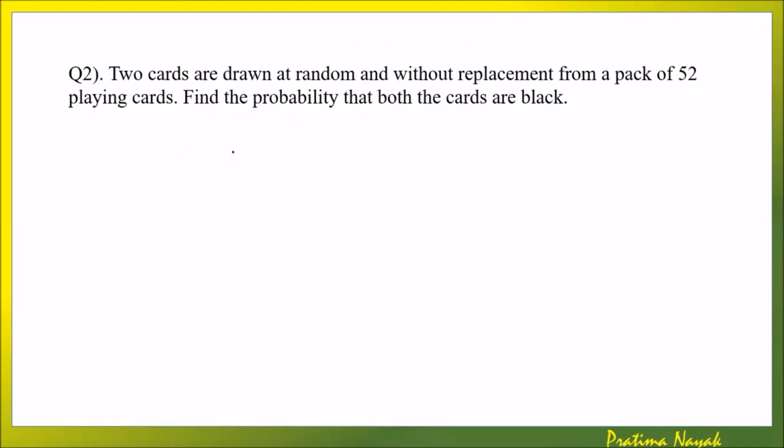Next, coming to question number 2. Two cards are drawn at random and without replacement from a pack of 52 playing cards. Find the probability that both the cards are black. Both will be black. Okay, that means the first event is getting a black, and the second is getting again a black.